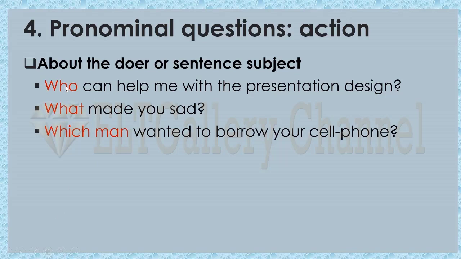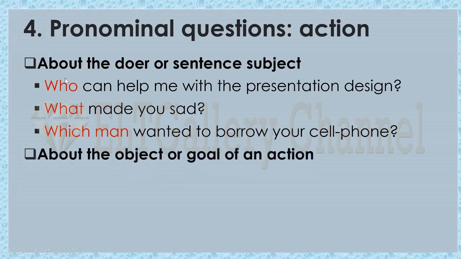We can have "who" to ask about a person, and "what" to ask about an object, a non-person subject. And here you have "which man." We have several men, and we want to know which man wanted to borrow your cell phone. So in this construction, we have "who" as a subject: Who can help me? What made you sad? Which man? So these ask about the subject.